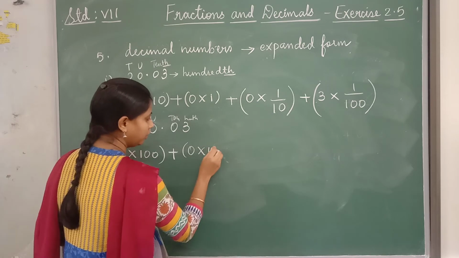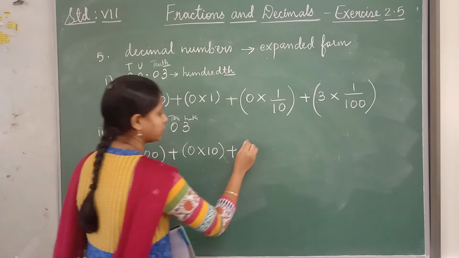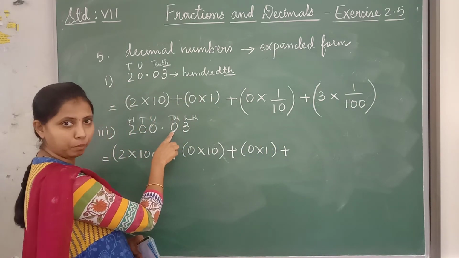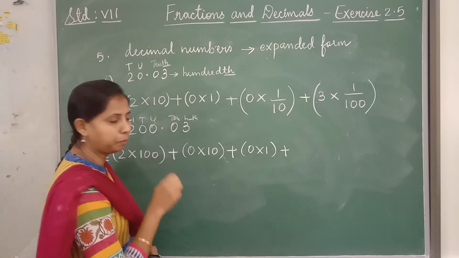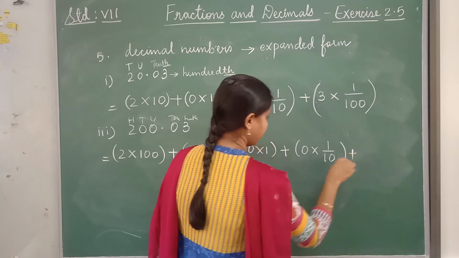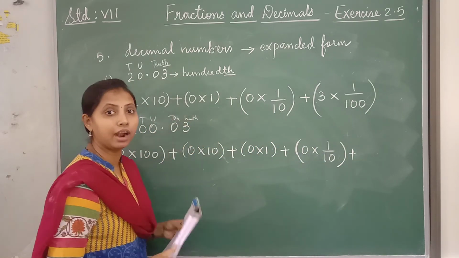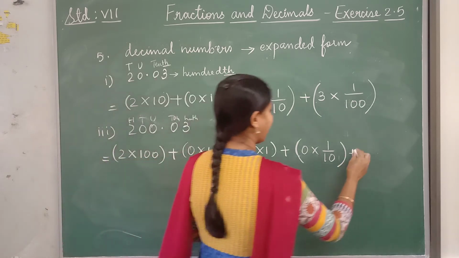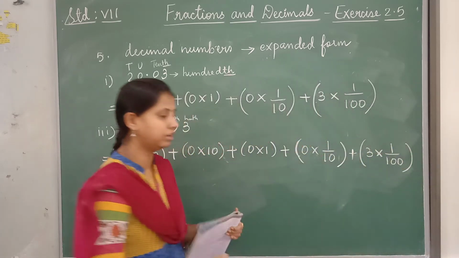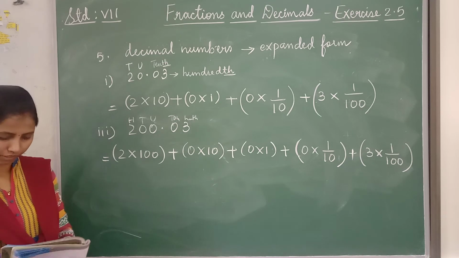So 0 is in tens place, so 0 into 10 plus next is again 0 in units place. So its value is 0 into 1 plus again after the decimal point is 0. So this is in tenths place. So its value will be 0 into 1 upon 10. Okay. Plus next digit is 3. 3 is in which place? Hundredths place. So its value will be 3 into 1 upon 100. Okay children. So this way you have to write the expanded form of the decimal numbers.